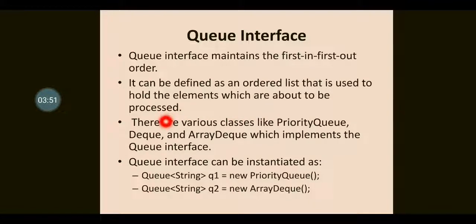The various classes which implement the queue interface are PriorityQueue and ArrayDeque. Here Deque means the double-ended queue, which implements the interface Queue. So the queue interface can be instantiated in two ways, that is Queue followed by the object and new PriorityQueue(), that is the class constructor, or else we can give new ArrayDeque(). By these two ways it is possible to instantiate the interface Queue.